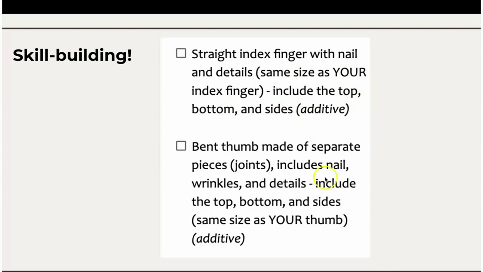The second practice activity is you're going to create a bent thumb made of separate pieces. So you're going to learn about creating joints. We need to include a nail, wrinkles, and details because if you bend your thumb, there are likely some creases or wrinkles created on the surface. And we're going to include the top, bottom, and sides. We're looking for something about the same size as your thumb, which is also an additive process.